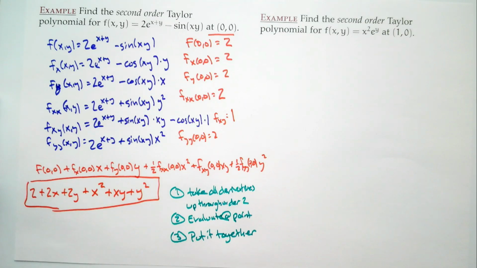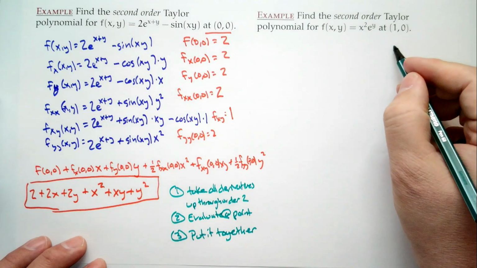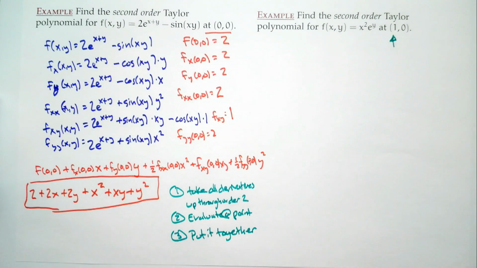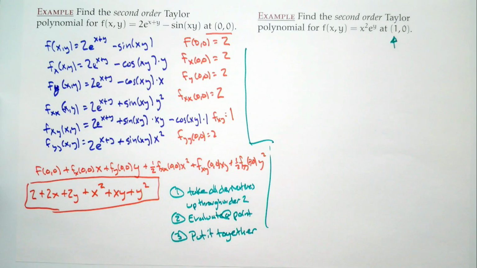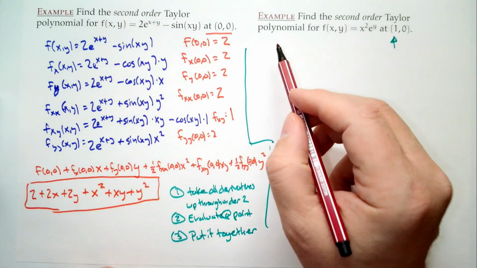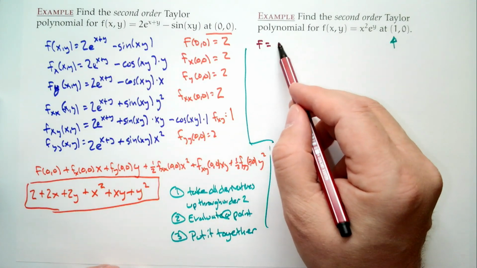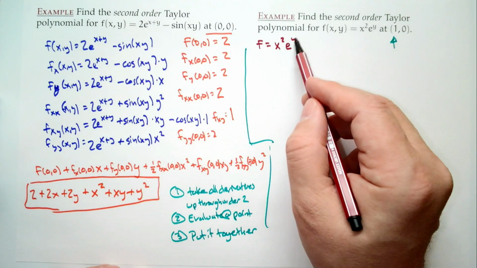So, suppose you want to find the second order Taylor polynomial for f of xy equals x squared e to the y at the point 1, 0. Now notice, this is at 1. So you don't always have to do things at 0, 0. You can do it anywhere you like. So keep that in mind. Now this one is not so bad to do. I hope. Let's find out. But again, the process is the same. So let's see, we'll write f, that's x squared e to the y.